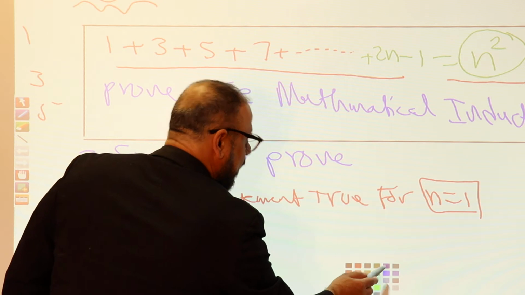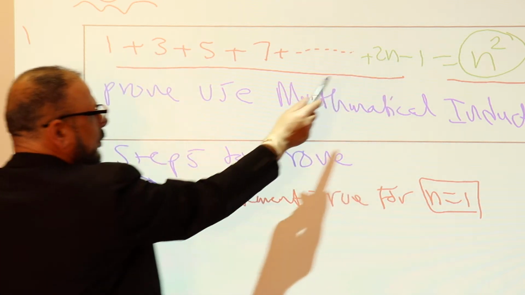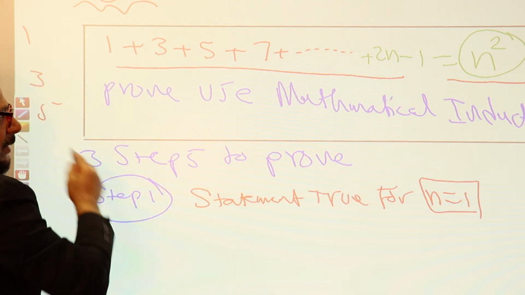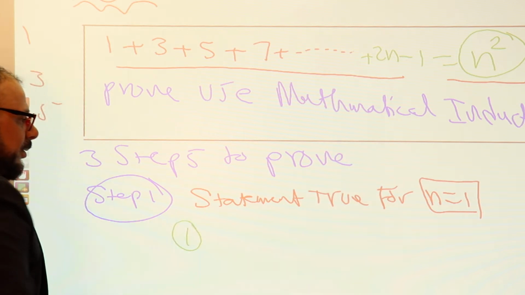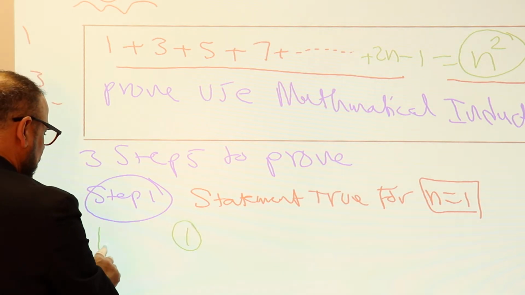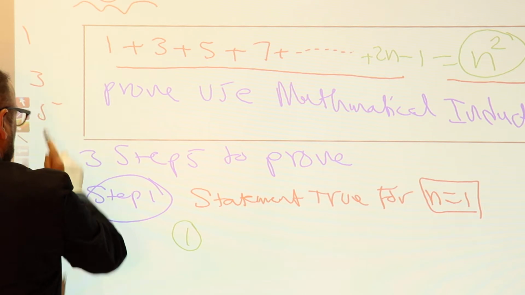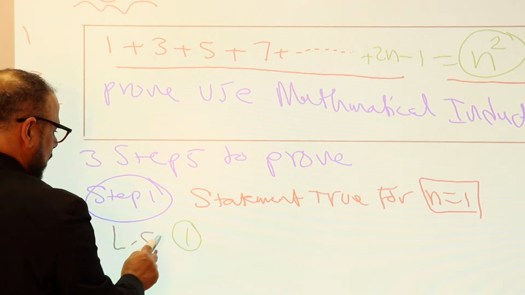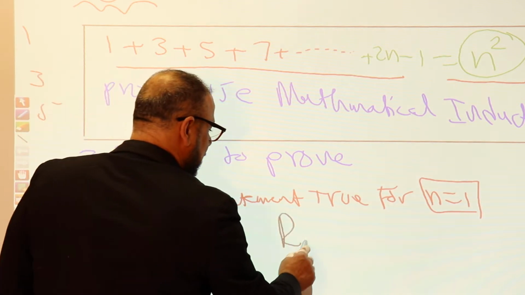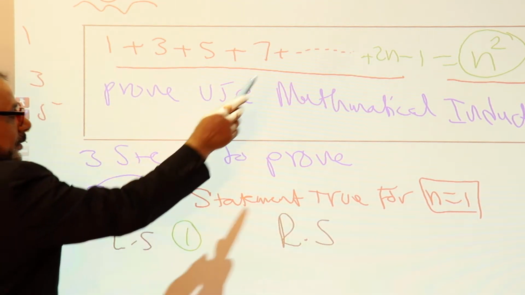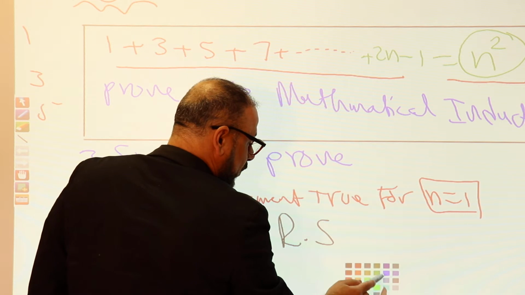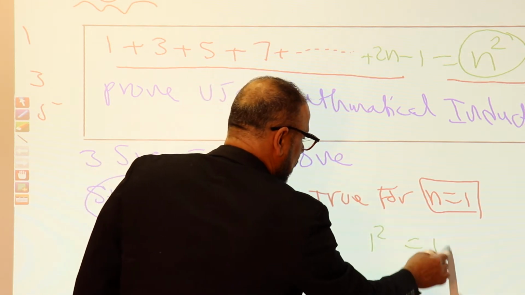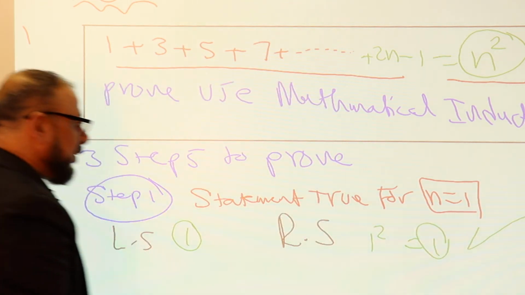In the left side, 2 times 1, 2, minus 1 is 1. This is the left side. And in the right side, you just plug in n squared, 1 squared is 1. Then the first statement is true.